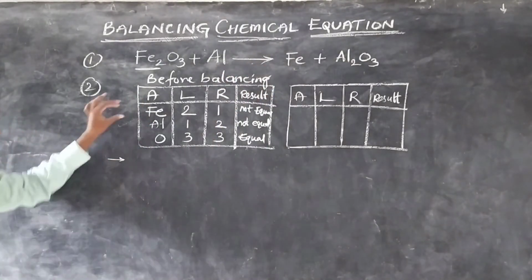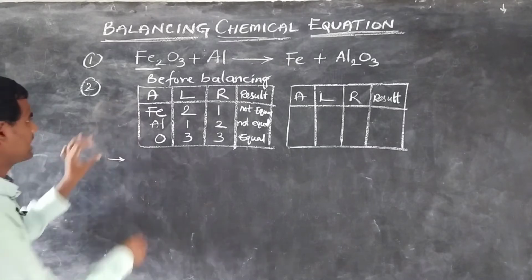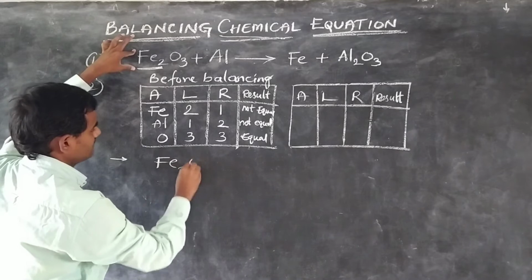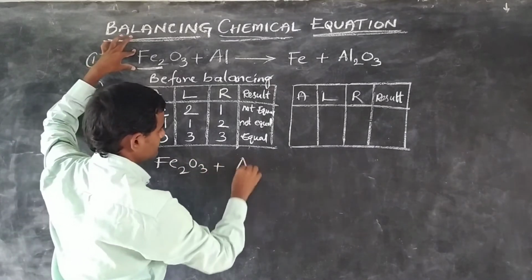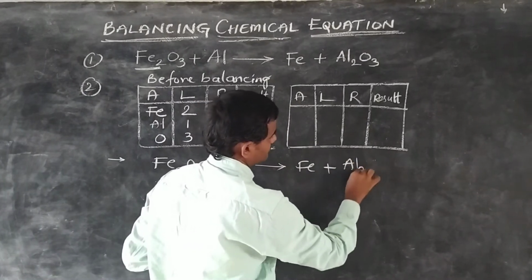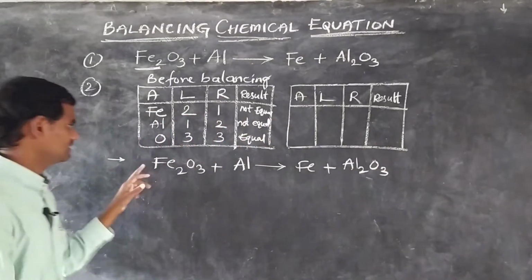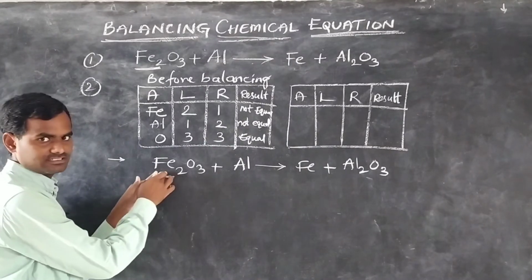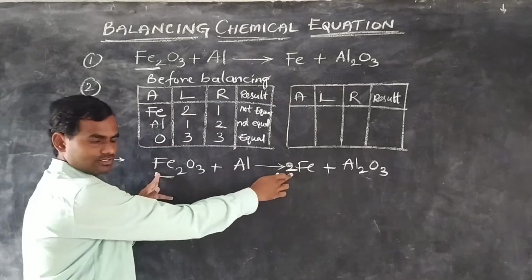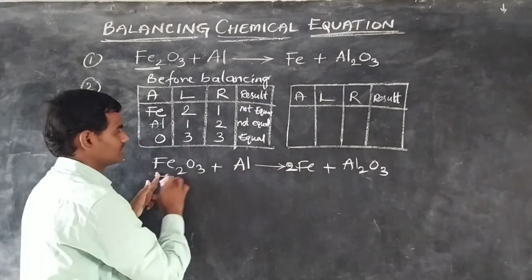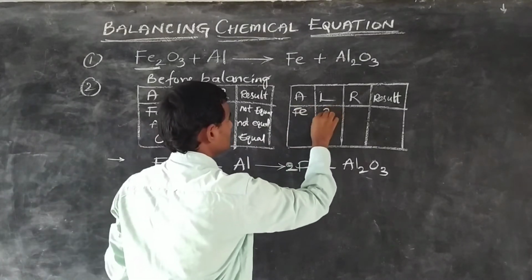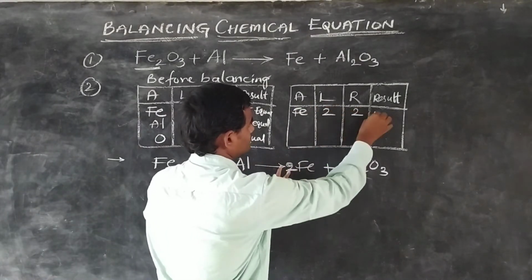Now, first we will balance iron. So here I am writing the equation: Fe2O3 plus Al gives rise to Fe plus Al2O3, aluminium trioxide. So we have to balance iron, that is 2 here, we have to place 2 here at the coefficient place. If we place 2, the number of iron atoms become equal. So iron on left hand side are 2, on right hand side also 2, it is equal.